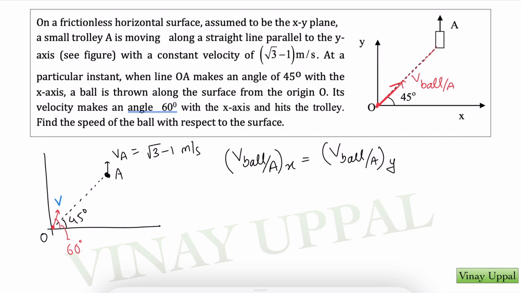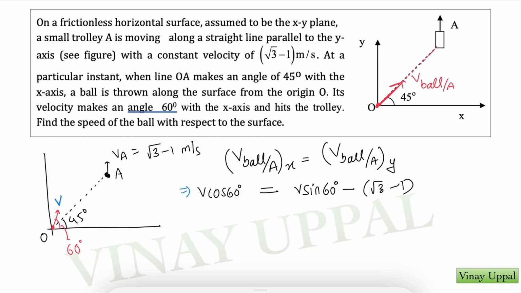So can I say that the velocity of the ball with respect to A, x component, would be the velocity of the ball's x component, which will be v cos 60. And is there any x component for A? No, A is parallel to the y-axis. The velocity of A is parallel to the y-axis. There is no x component. And on the right hand side, I have the velocity of the ball. The y component of the velocity of the ball would be v sin 60 minus, what is the velocity of A along the y-axis? Root 3 minus 1.